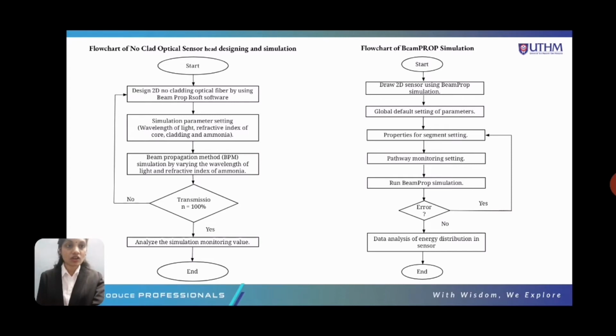The second flowchart is on the BeamPROP simulation, which involves first drawing the 2D sensor using BeamPROP simulation, and then setting the parameters in the global default setting, the parameters in the properties segment setting, and the parameters in the pathway monitoring setting. After all the settings are done, we run the BeamPROP simulation, and we notice whether there is any error occurring while running the simulation. If an error occurs, we need to go back to the properties of segment setting and check the setting. If no error occurs, we directly go to the data analysis of energy distribution in the sensor.